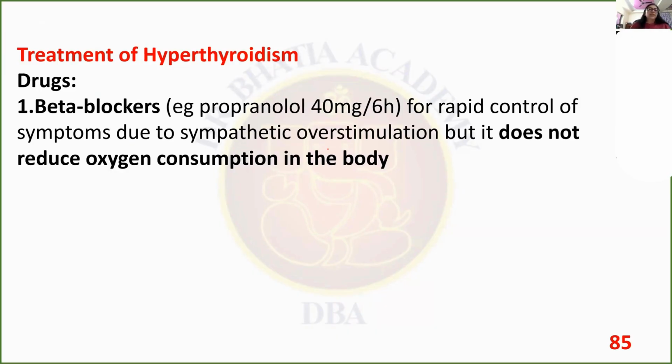Now the treatment part. The treatment is, of course, drugs. Beta blockers are given for symptomatic improvement. That is, propranolol is given, 20 mg BD, but it will not help in treating the underlying cause. It is only given for rapid control of symptoms.